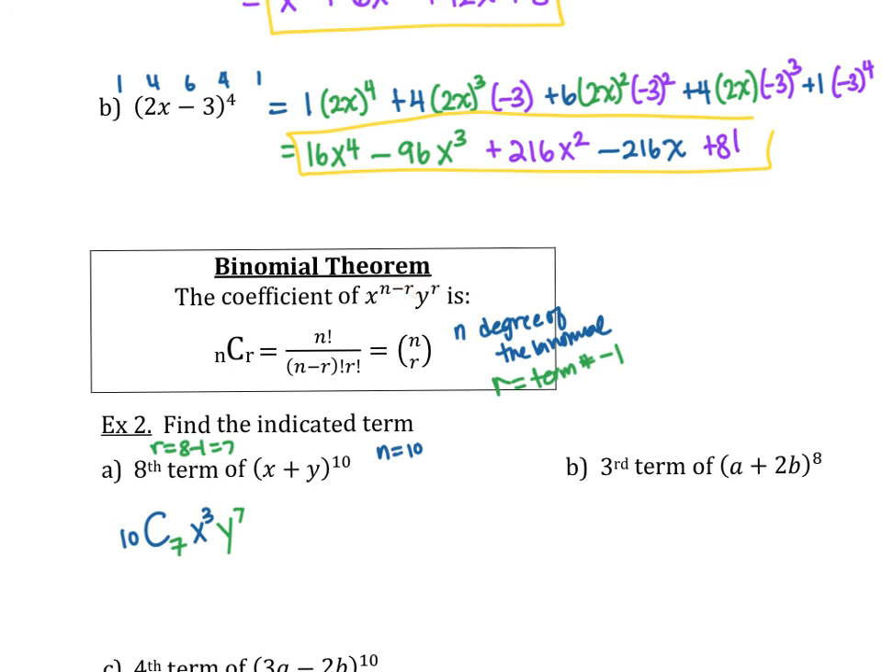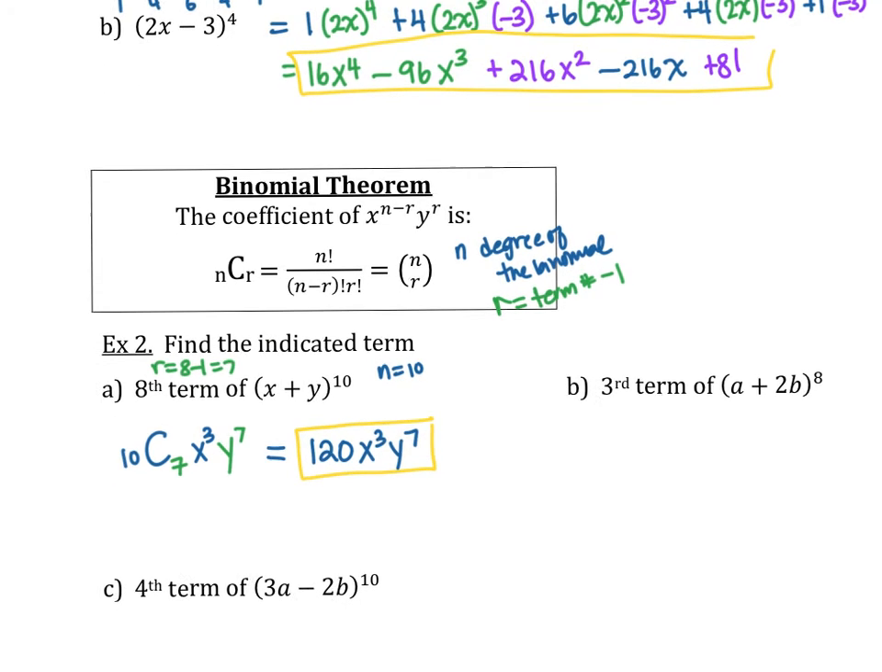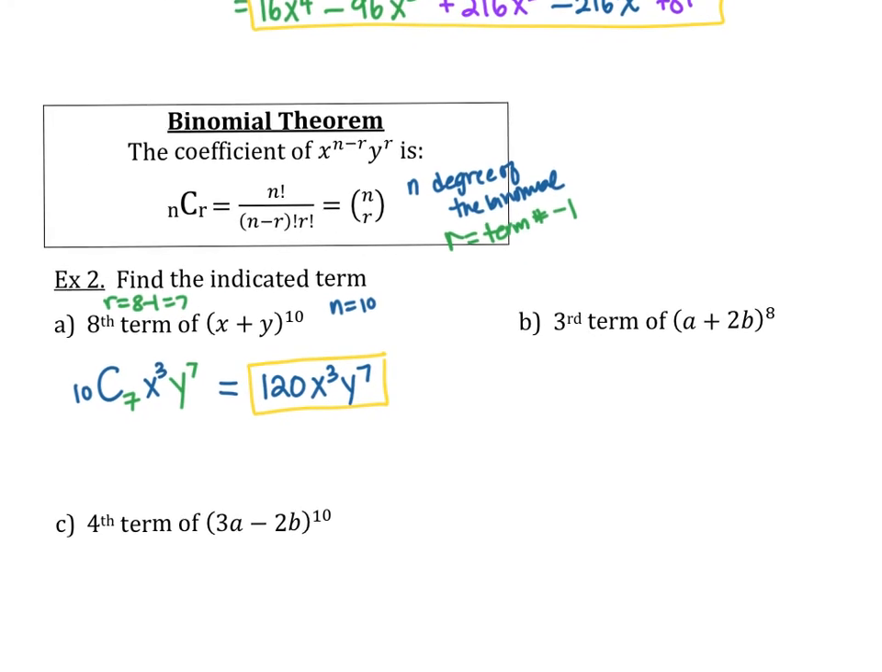I'm going to put 10 choose 7 in my calculator, and I find out it's 120 x to the 3rd, y to the 7th. So that's the 8th term in the expansion. It's not the entire expansion, although I certainly could use that for each of the terms if I wanted to.